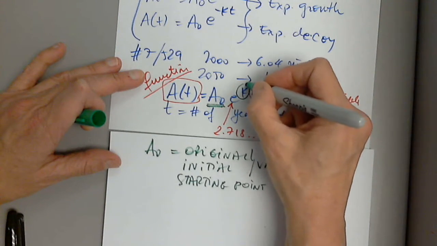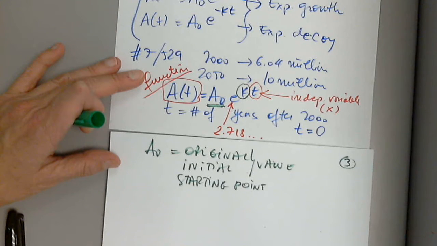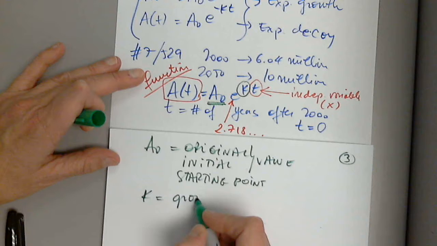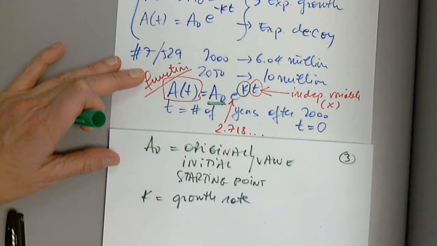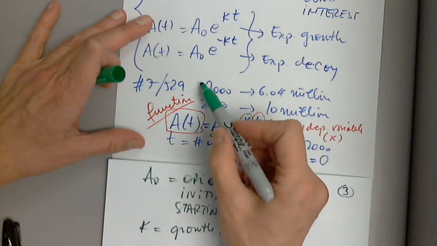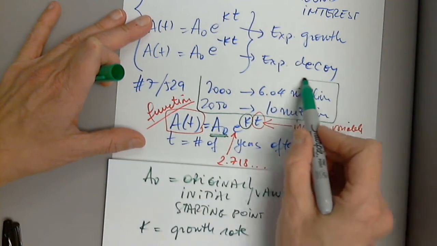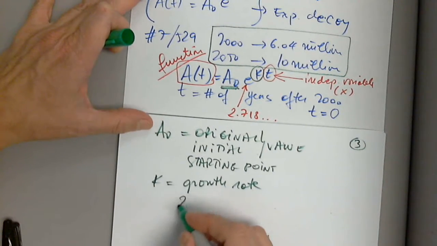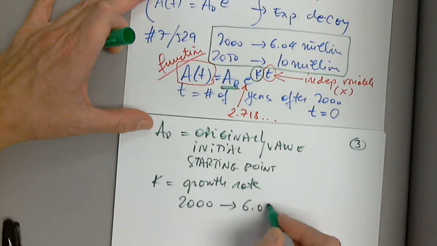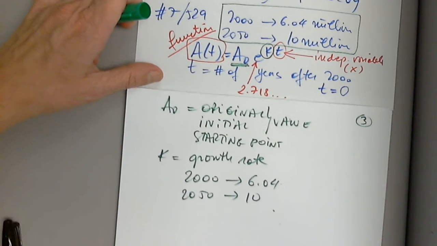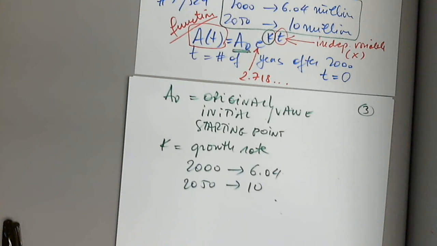And this I don't have, which is the growth rate. So, okay, growth rate. Now I want to come back to this information. If we are told 2000, 6.04, and 2050, I'm going to copy it because it's on the other page already. Then let's analyze this and see what we're given.